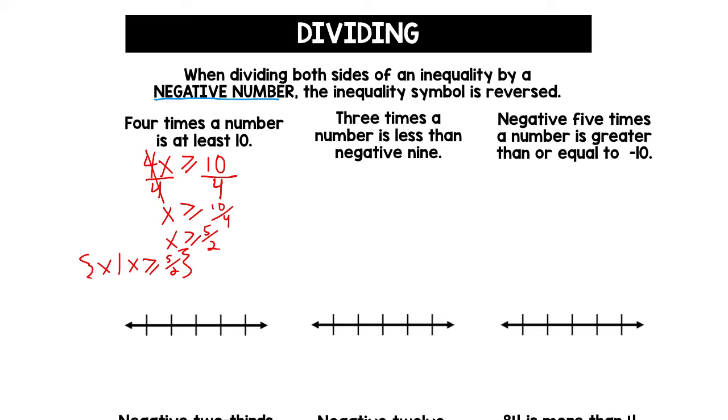And we make 5 halves the center of our number line. That's really all we need to label. It's going to be a dot because of the equals in our inequality, and it'll be shaded to the right.